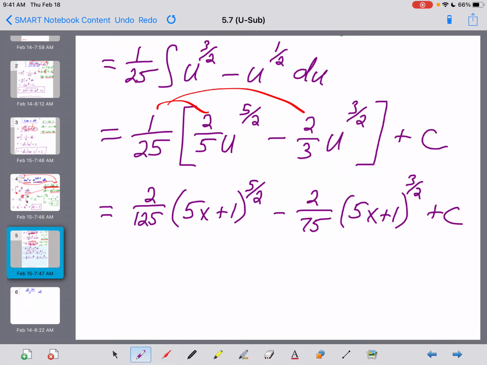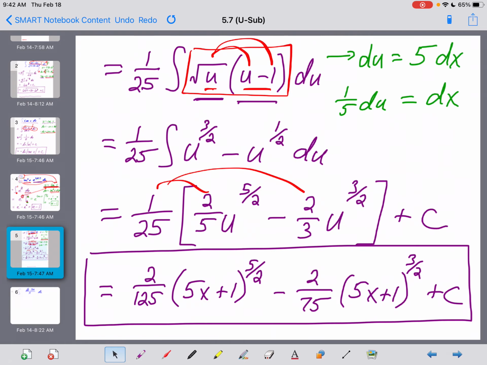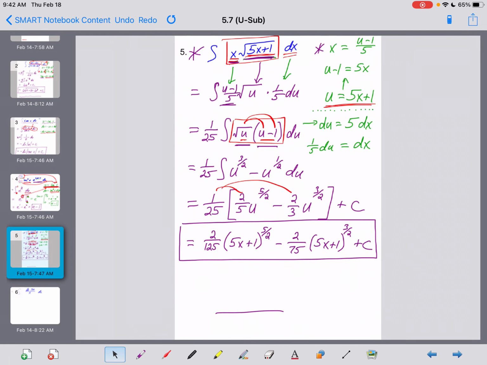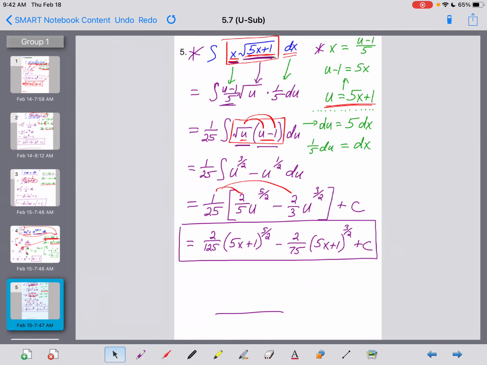Everybody, that is ugly, but it ain't getting any prettier no matter how long we sit here and stare at it. Okay, so that is our answer to example number 4. 4? Thought that was 4. Nope, 5. I lied. I can't count that high. All right, so that's where we're at with this one, everybody. Kind of an interesting problem, and you'll see one or two like that on your homework here.